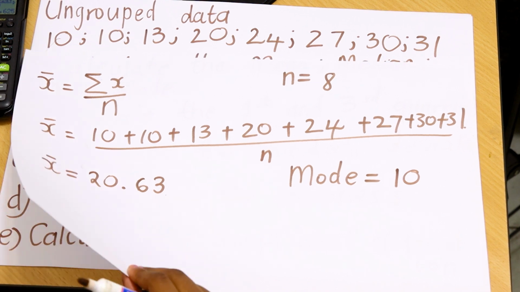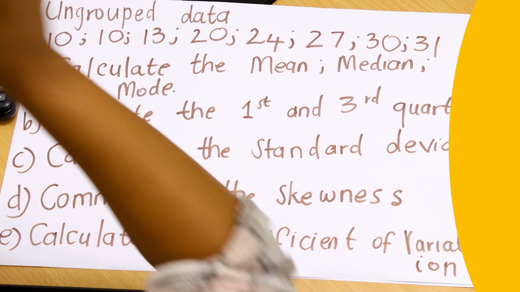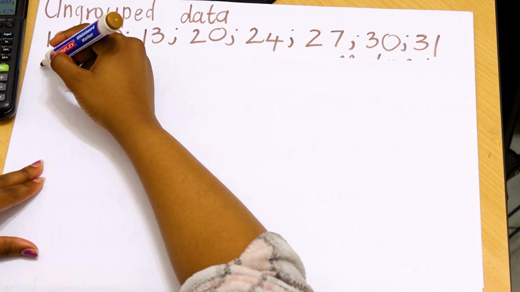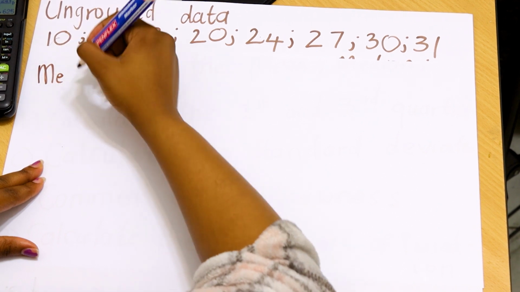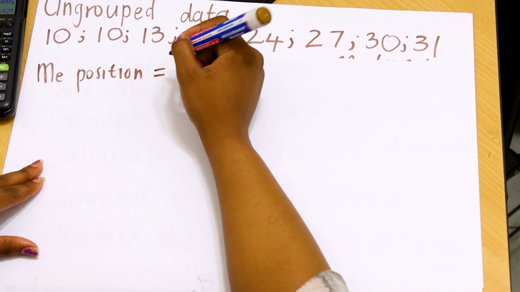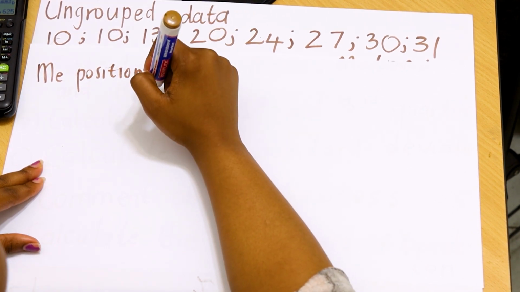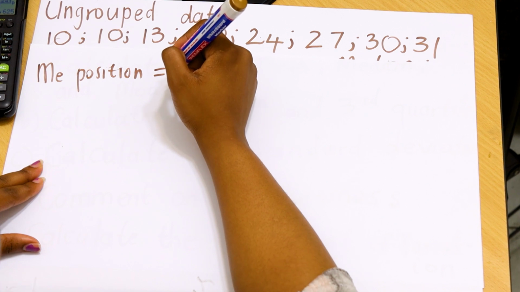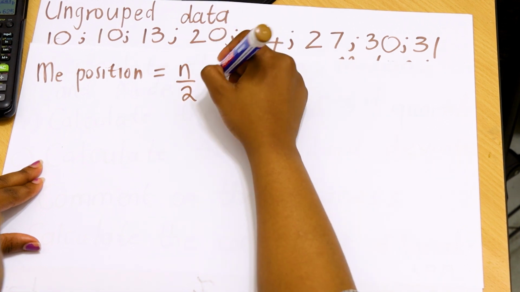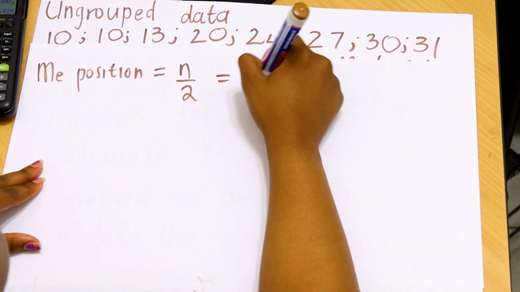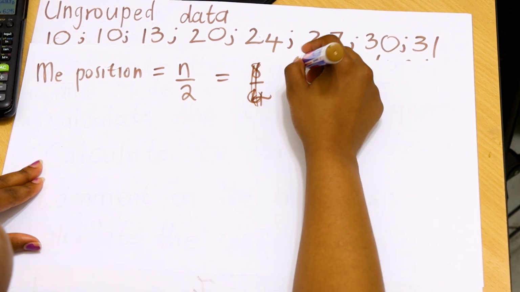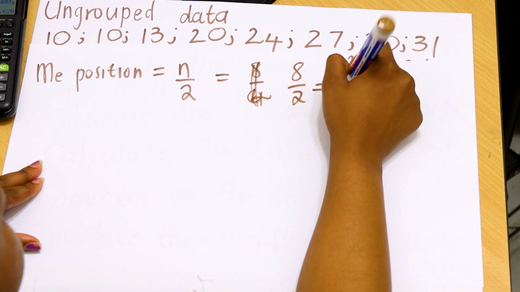And then the next one is the median. So the third one is the median. We first have to find the position of the median. So the median position, since 8 is an even number, then we're going to go to the position n over 2, which is going to be 8 over 2, which is 4.